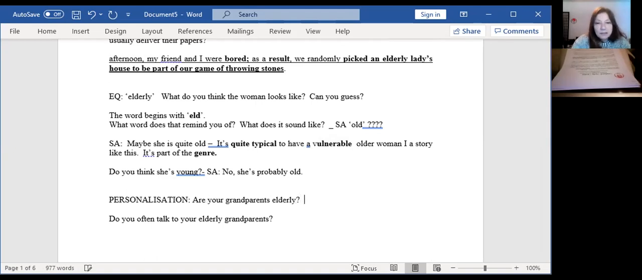Some grandparents are very young. I know of people who are grandparents in their early 20s. Maybe not early 20s, no, maybe late 20s, quite young. They have children young and their children have children young. So not all grandparents are elderly, but you could ask them, are your grandparents elderly? How old are they?